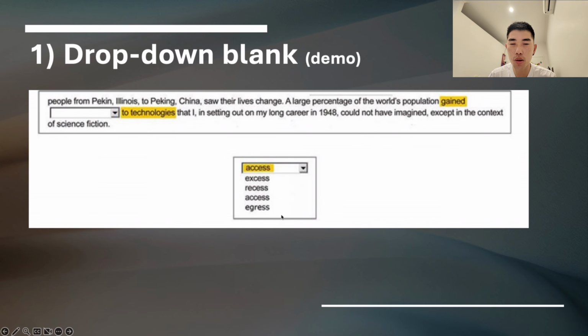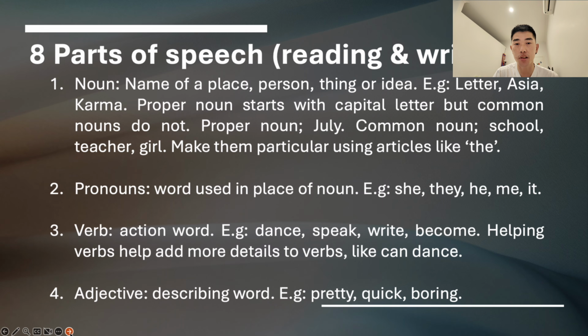Most people struggle with the rules in English, especially in the reading and writing section for the PTE. That's why I thought I will just give you a brief explanation on the fundamentals of English, especially for reading and writing. I will explain the 8 parts of speech. The first one is noun. Noun is the name of a place, person, thing or idea. For example, it can be either a letter or Asia. Asia is a noun. Karma is also a noun.